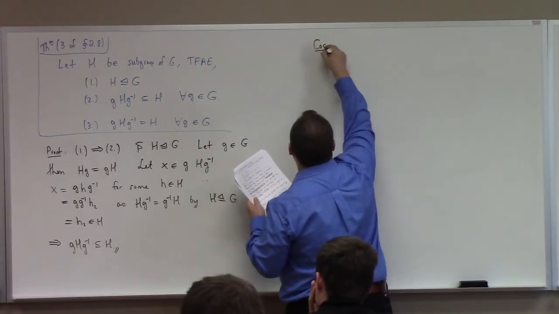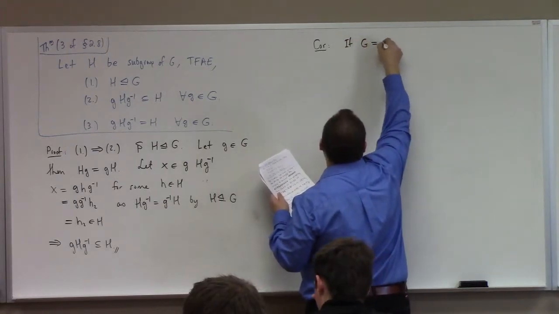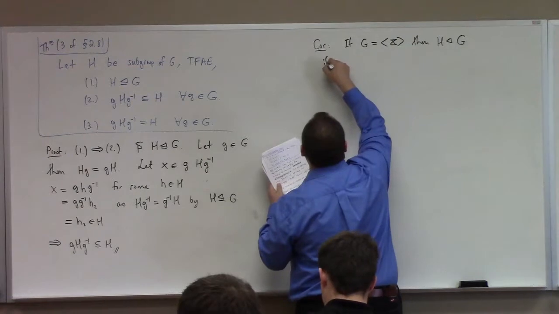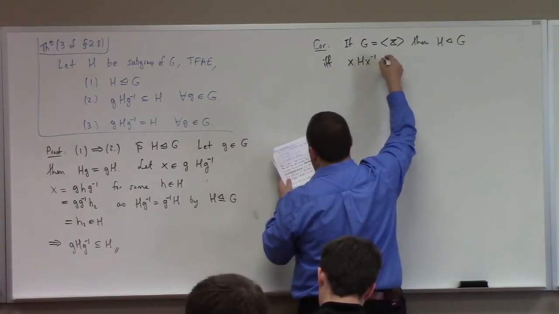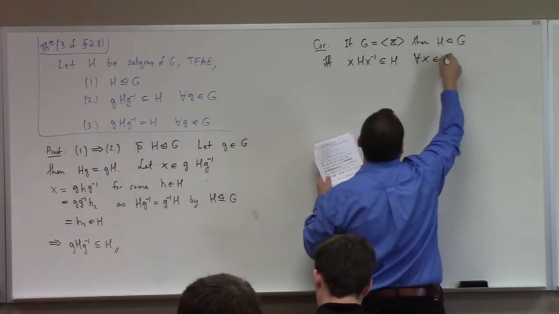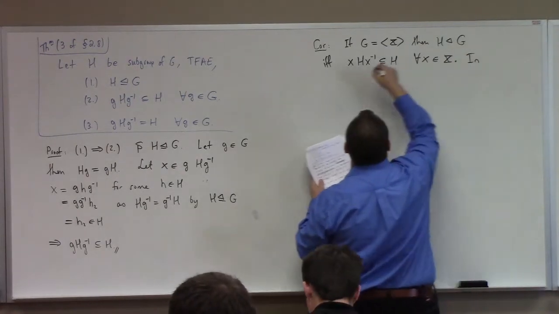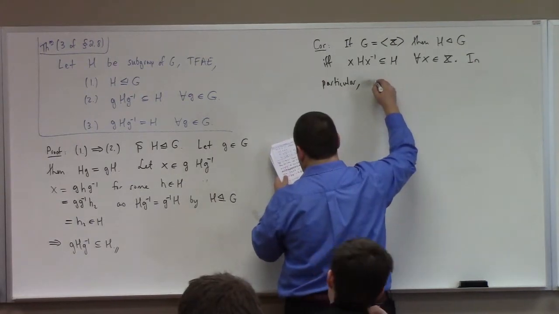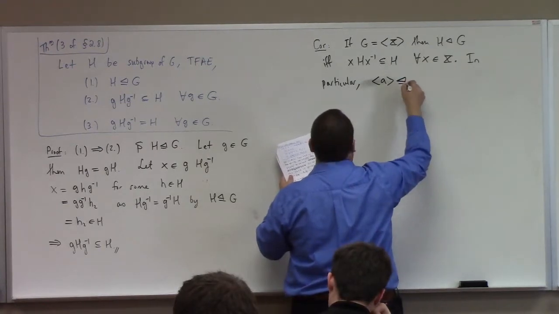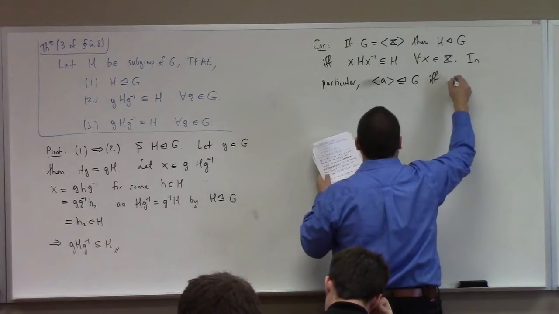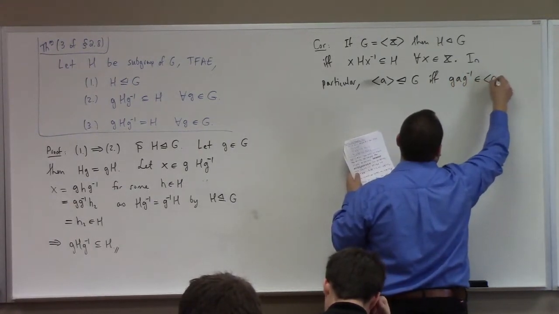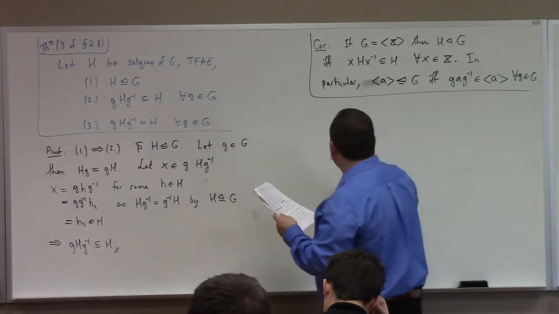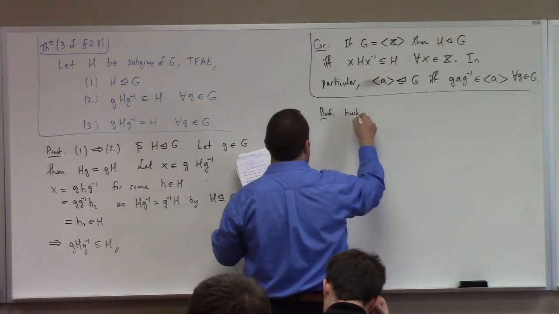Corollary: if G is generated by some subset X, then H is a normal subgroup of G if and only if xHx inverse is a subset of H for all x in the generating set X. So, in particular, the most interesting case for us, I suppose, is that the normal subgroup generated by A is a subgroup of G if and only if g a g inverse is an element of the cyclic subgroup generated by A for all g in G. Okay. Proof: homework. All right.